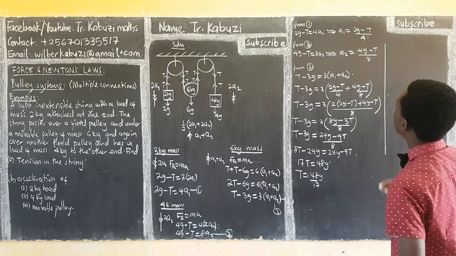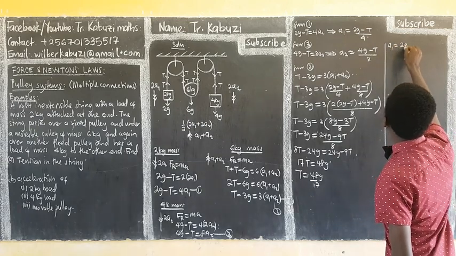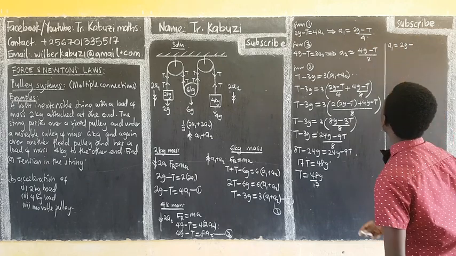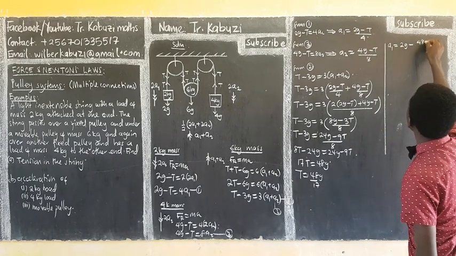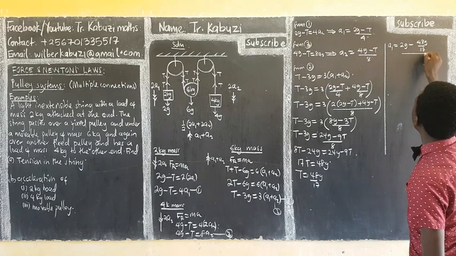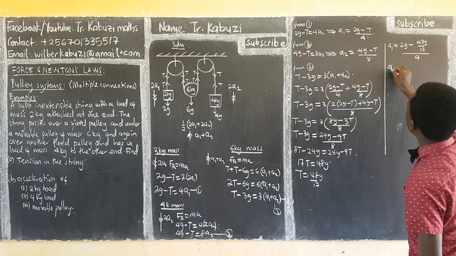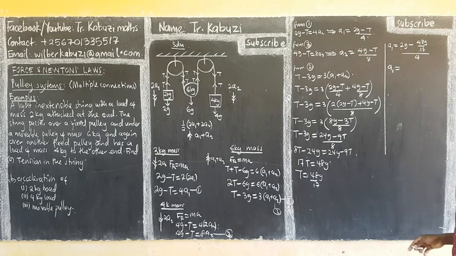I come here, then I get my A2. Okay, starting with my A1, it is going to be 2d now minus, remember our t, which is now 48d over 17, the whole over 4. So my A1, simplify it, this is going to be 30.